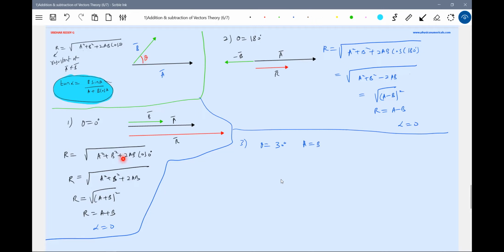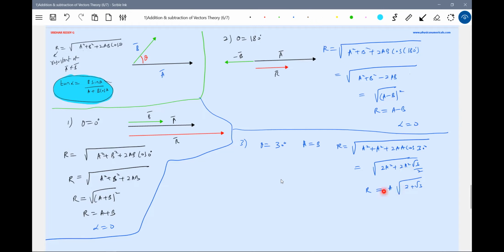Then we'll check it. First we'll use this formula. R equal to root of A square, in place of B square, A square, plus 2A square cos 30 degrees. Cos 30 is root 3 by 2. So A will come outside, root of 2 plus root 3. Here the 2 and 2 will cancel out, so we'll end up with this expression.